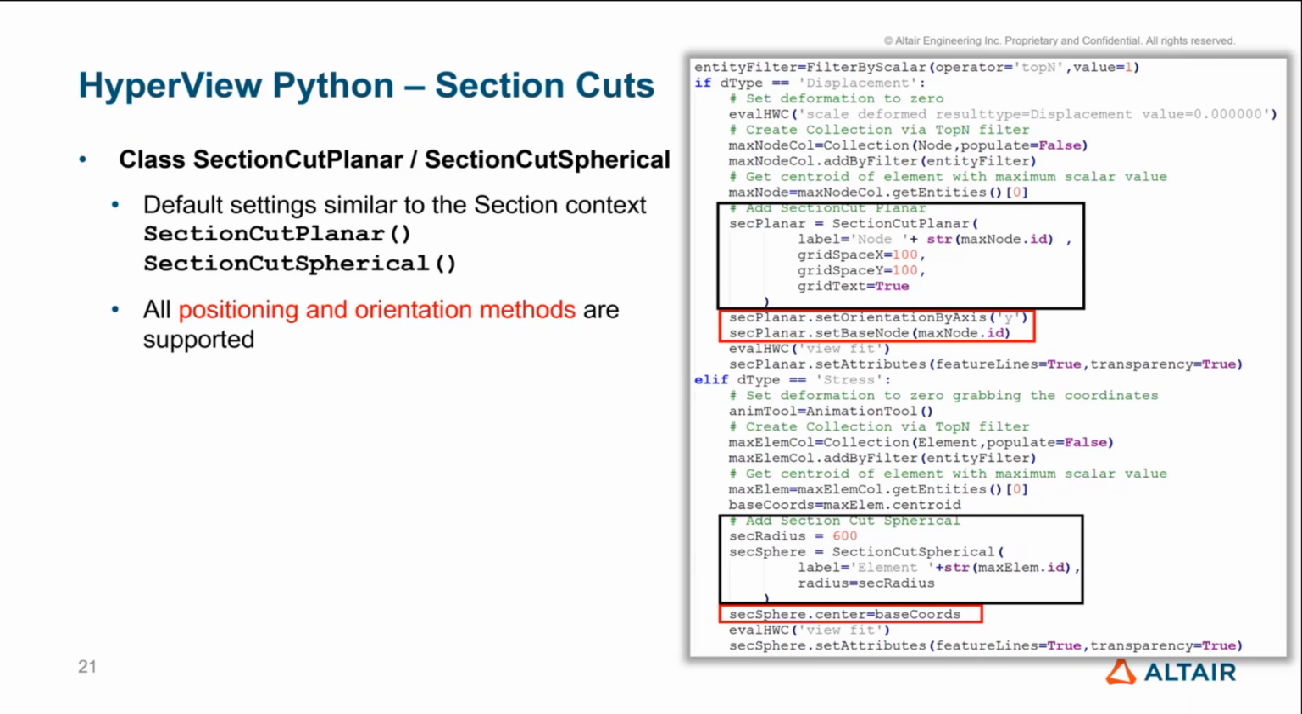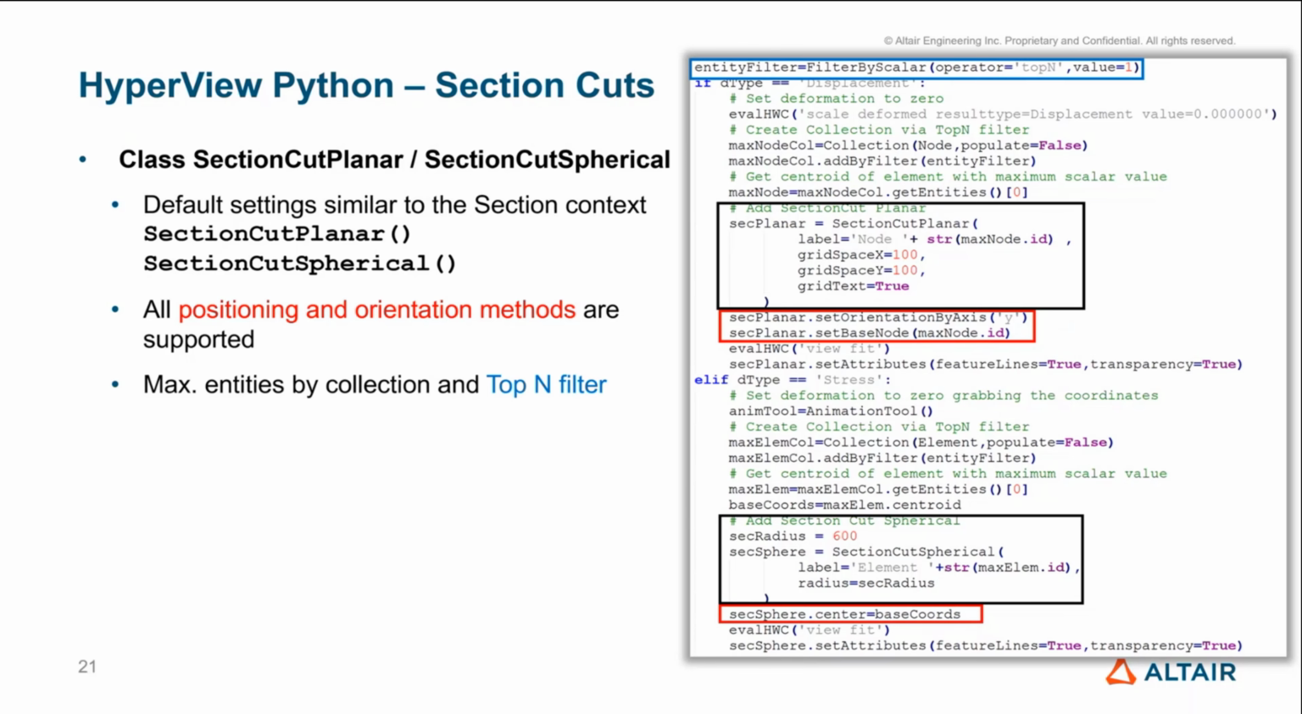All these positioning and orientation methods with nodes, coordinates, etc. are supported here. I use the orientation by axis Y and the max node ID, and for the sphere, the base coordinates. How do I find the element with the max value? I use an entity filter, operation top N, value 1.